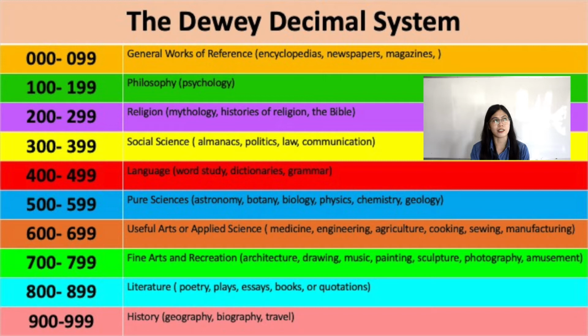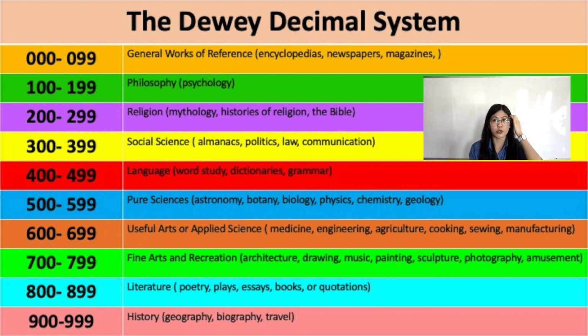Next, we have pure sciences. If you want to learn about planets, it is included in this category because it has books about astronomy. It also has books about botany and biology, the study of living things and living organisms. They also have physics books. Physics deals with matter and energy. Chemistry has something to do with the structure or properties of substances.